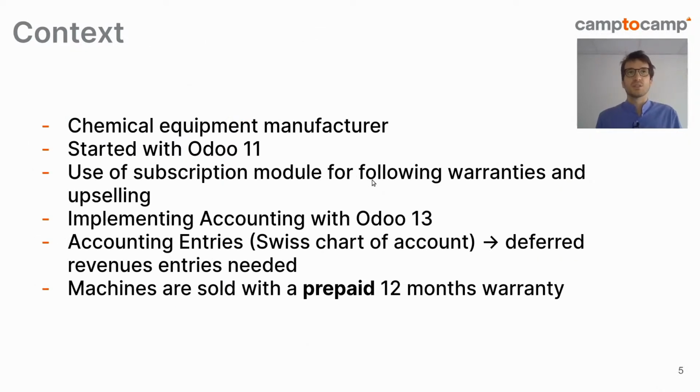About the context, our customer is a chemical equipment manufacturer. They produce big equipment with many components that requires a lot of time for the delivery and the installation. So you can imagine that this kind of product comes with a warranty and high maintenance costs. So part of their business model is to sell these warranties to make sure that their customers have maintenance.